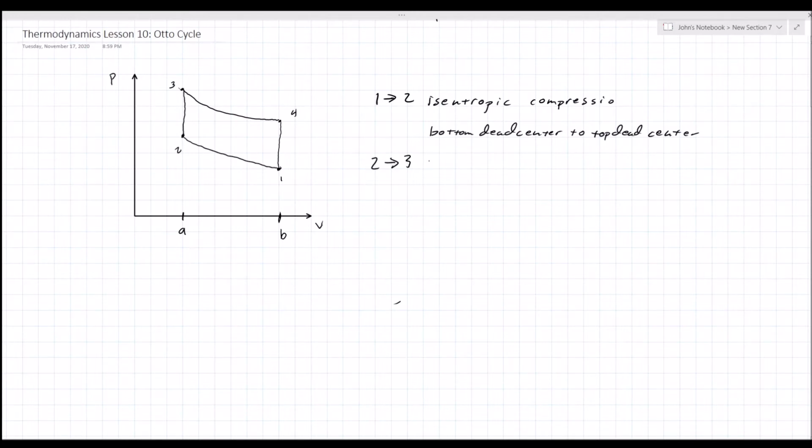So 2 to 3 is isochoric heating. Isochoric means constant volume. So this is where the heat is being pumped into the system. 3 to 4 is isentropic expansion. So you're going from top dead center back to bottom dead center. And 4 to 1 is isochoric heat rejection.